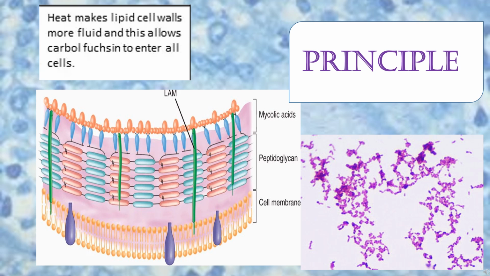Carbol fuchsin, which is basic, strongly binds to the negative components of the bacteria, which include the mycolic acid and the lipid cell wall. Phenol along with the application of heat forms a strong complex that cannot be easily washed off with solvents. The acid-fast bacilli take up the red color of the primary dye, carbol fuchsin, while non-acid-fast bacteria easily decolorize on the addition of the acid alcohol and take up the counterstain dye of methylene blue and appear blue. This technique has been used for Mycobacterium tuberculosis and Mycobacterium leprae.